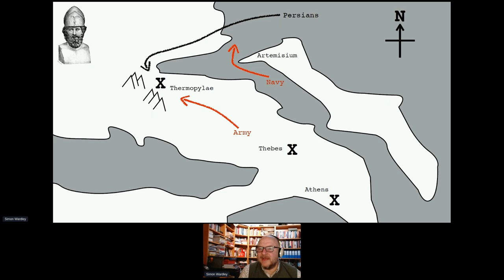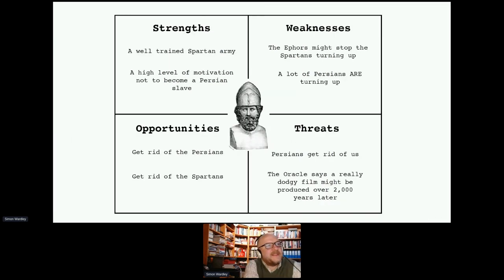And I looked at my organization, I was like, how are we just making decisions? And I was using something called a SWOT diagram. That stands for strengths, weaknesses, opportunities, and threats. So I made a SWOT diagram of this battle. So strengths, a well-trained Spartan army, a high level of motivation not to become a Persian slave. Weaknesses, the ephors might stop the Spartans turning up. A truckload of Persians are turning up. Opportunities, get rid of the Persians and also get rid of the Spartans. We're Athenian. We actually hate the Spartans. And the threats, the Persians get rid of us. And the Oracle says a really dodgy film might be produced in a few thousand years.